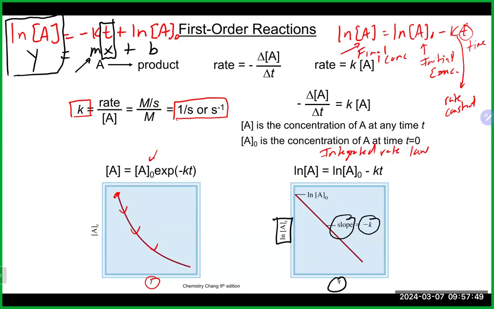This type of relationship, this graph of the natural log of A versus time, is typically the graph that we see for a first order reaction. And you do need to be able to recognize that as the graph that goes with a first order reaction. By the way, does the line here have a positive slope value or a negative slope value? Negative. And that's why this is equal to negative k. Negative and negative turns my rate constant into a positive number.